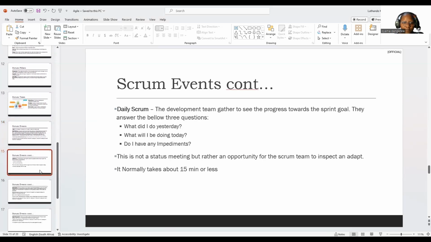Looking at Scrum events continuing, we've got the daily Scrum. Firstly, it is not a status update meeting, but rather an opportunity as a Scrum team to inspect and adapt. Look at how far we are tracking towards meeting our sprint goal.